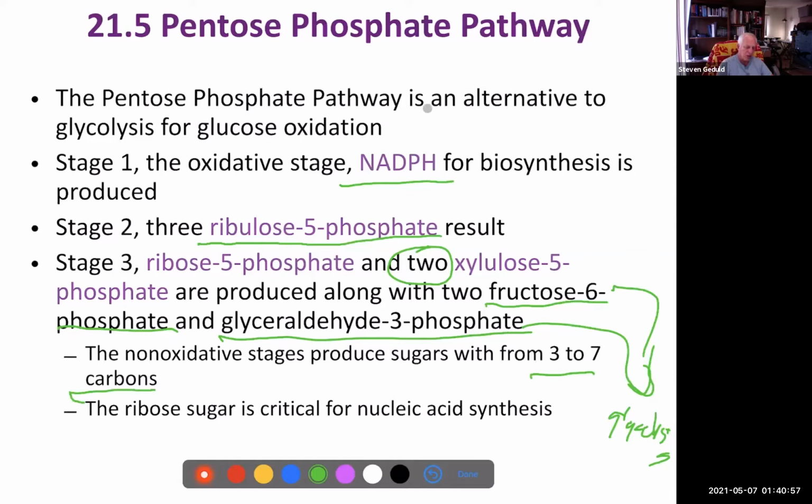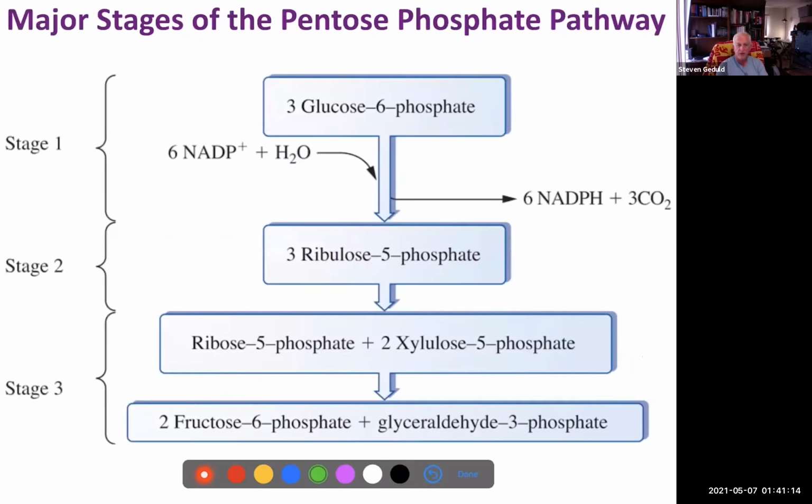And the ribose sugar we need, because ribose is the sugar in DNA and RNA, which we talked about. Deoxyribonucleic acid is DNA. Ribonucleic acid is RNA. Both use a 5-carbon sugar for the synthesis of our genetic material, for our nucleic acids. So this is a pentose pathway.